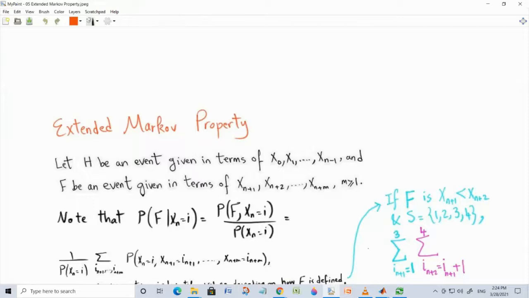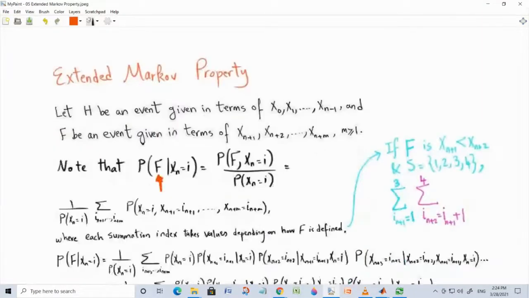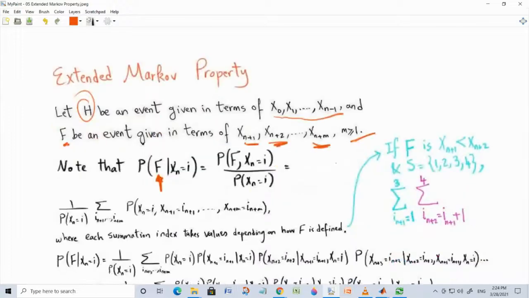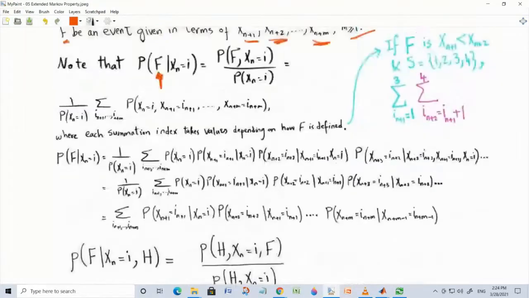And so here what I will do is this. I will take an event F, okay? And this event F is an event that depends on x of n plus 1, x of n plus 2, up to x of n plus m, where m is some finite positive number. And then there is H, which is defined in terms of x of 0, x of 1, up to x of n minus 1. And then there is x of n itself.